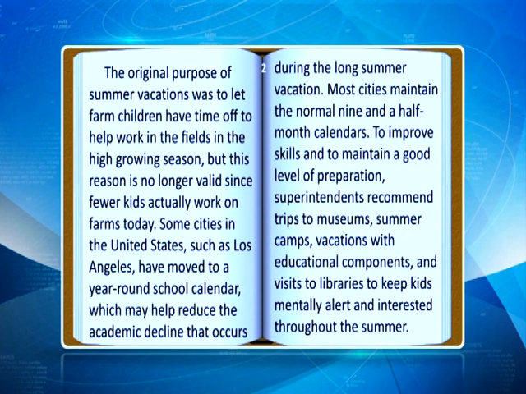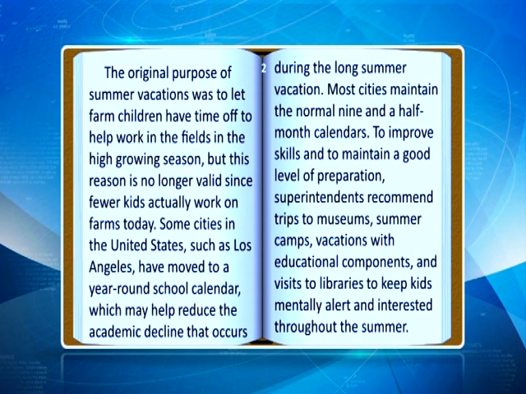Paragraph 2 says, the original purpose of summer vacations was to let farm children have time off to help work in the fields in the high growing season. But this reason is no longer valid since fewer kids actually work on farms today. Some cities in the United States, such as Los Angeles, have moved to a year-round school calendar, which may help reduce the academic decline that occurs during the long summer vacation. Most cities maintain the normal 9.5-month calendars.